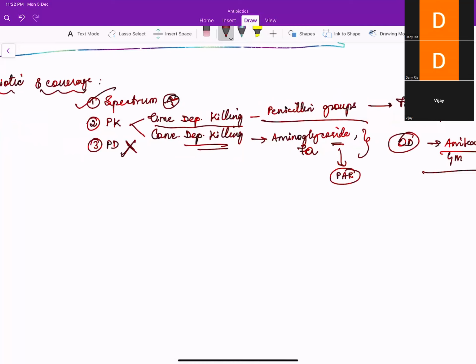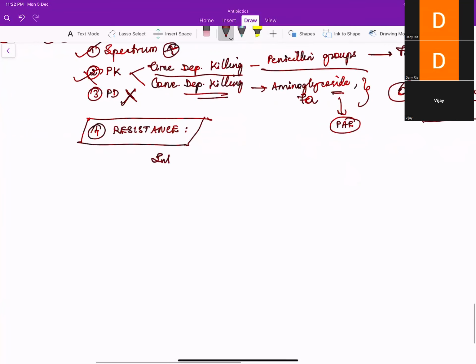Okay, so spectrum we are going to discuss. Pharmacokinetics we have discussed. Pharmacodynamics I am not going to tell, that is, the mechanism of action I am not going to tell. Next, most important thing which you must know is resistance. It's a complicated topic, but it's an exam question for you. At the same time, it has high practical relevance.